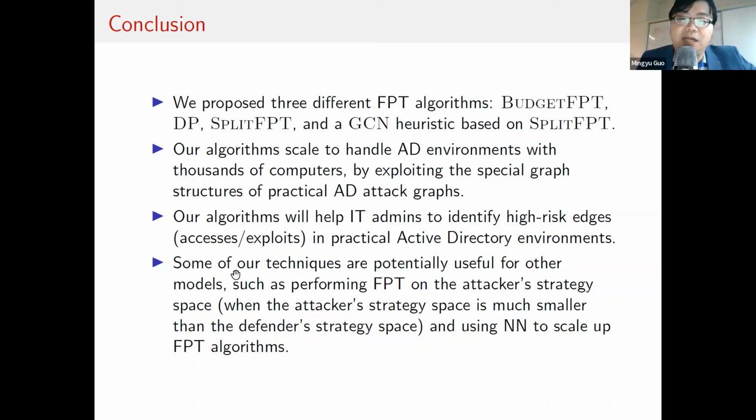And some of our techniques are potentially useful for other models, such as performing FPT on the attacker's strategy space when the attacker's strategy space is much smaller than the defender's strategy space, and also using a neural network to search, basically to scale up FPT algorithms.